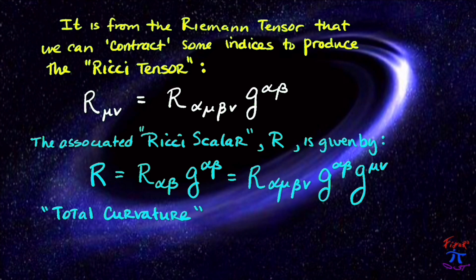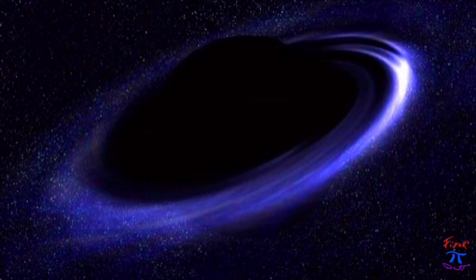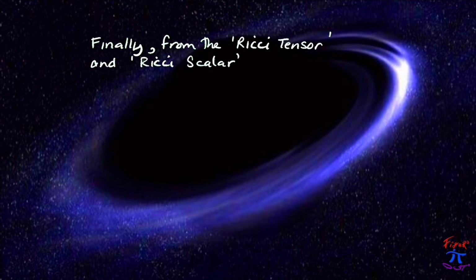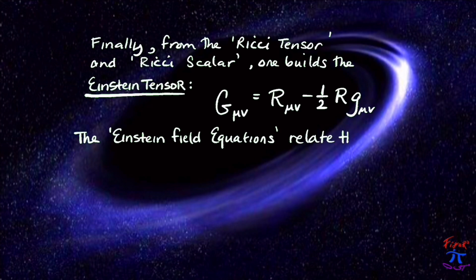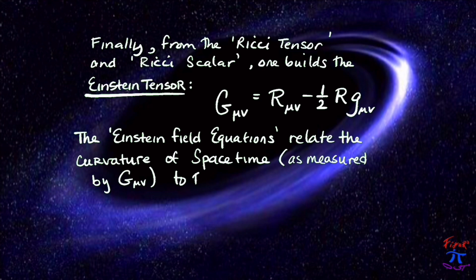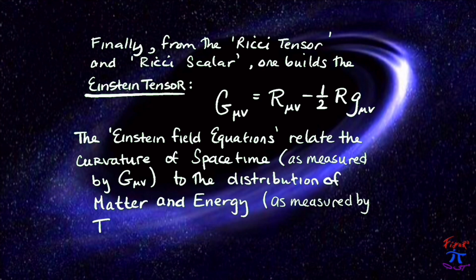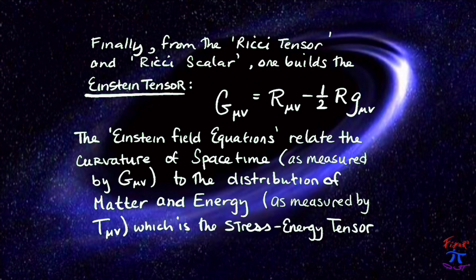The Ricci scalar measures the total curvature of the space, and it is a key feature in the Einstein field equations. So it is from the Ricci tensor and the Ricci scalar that one builds the Einstein tensor, G mu nu is equal to R mu nu minus 1/2 R g mu nu. The Einstein field equations relate the curvature of spacetime, as measured by G mu nu, to the distribution of matter and energy as measured by the stress-energy tensor T mu nu.